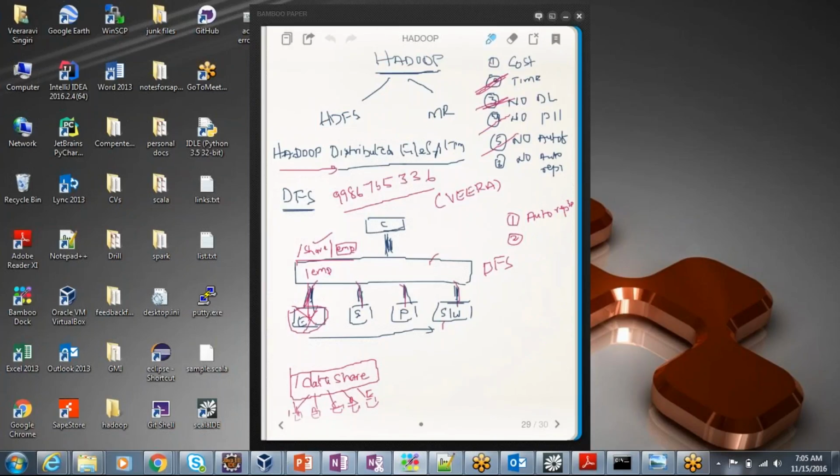I have auto fault tolerance. The next one is cost. Hadoop is open source. Do I need to buy a license? Hadoop is open source, so no, I need not pay anyone.